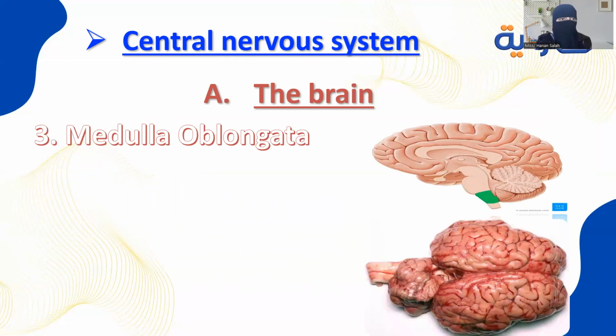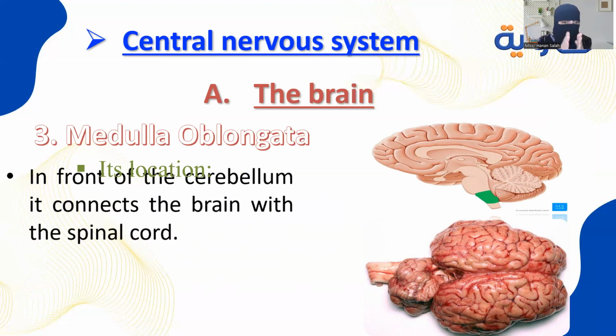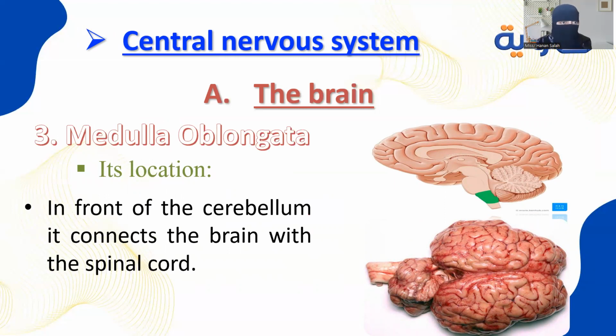Like what? Like the heartbeats. You can't control the heartbeat. You can't control the digestion process, or you can't control the respiratory system. So these parts, it's very important to our life, and it's already controlled by medulla oblongata. So medulla oblongata, it's in front of cerebellum, and it can connect the brain with the spinal cord.